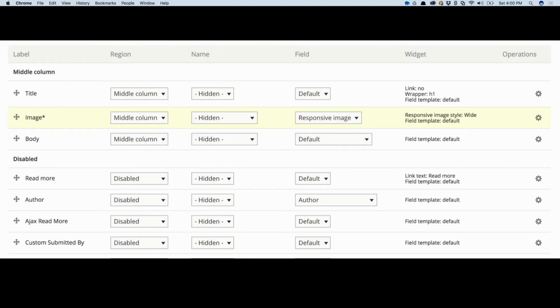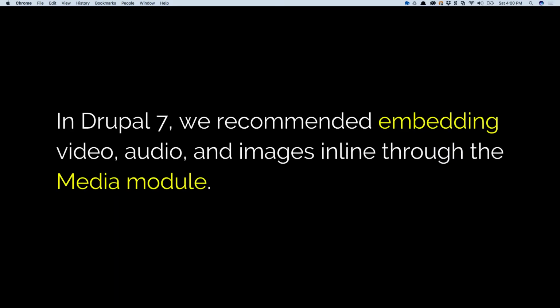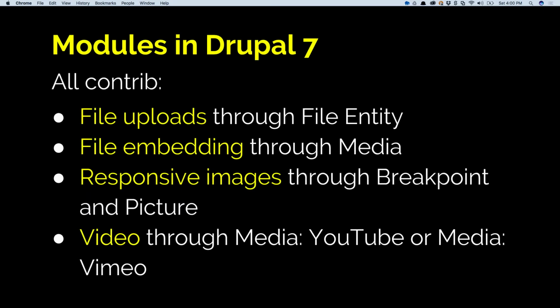This is showing that you can go ahead and make it responsive and retina friendly, but that's not meeting all the qualifications, so that's why we've tried to turn to other methods. Now, in Drupal 7, this was really easy because Media had finally gotten really stable in the last year or two. So we've been recommending embedding video, audio, and images all inline through that. We have a pretty good suite of modules that we use to have a complete media solution for all the Drupal 7 sites we did: file uploads through File Entity, embedding through Media, responsive images through Breakpoints and Picture, and then video through whatever module provider you like to use. All of this was in Contrib.